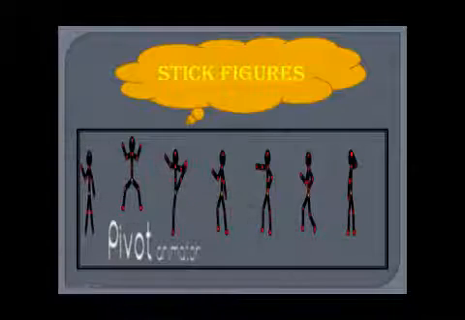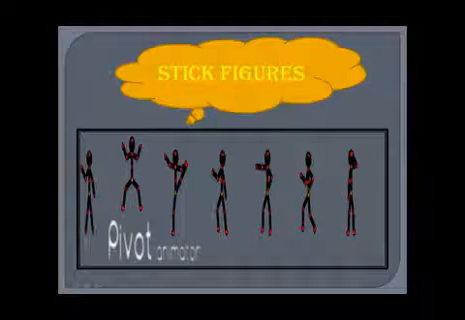Dear students, today we will start a new chapter, chapter 3, that is Introduction to Pivot Animator. First of all, what is Pivot Animator? Pivot Animator is a software that allows you to create stick figures and show their movements. This is a simple and easy software that lets you create your own animated stories using stick figures.